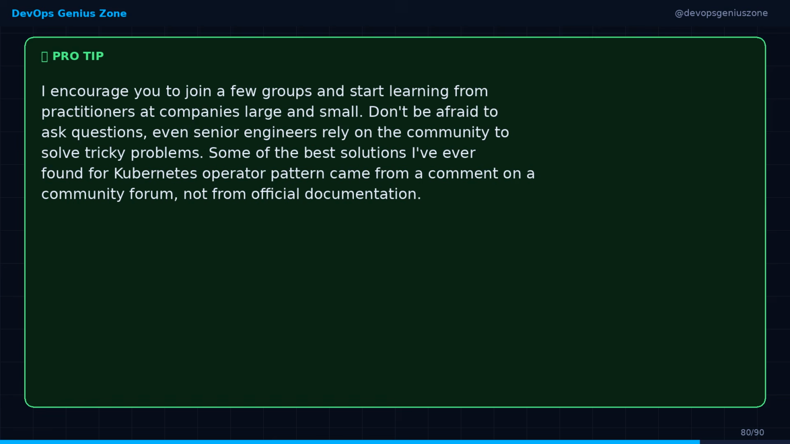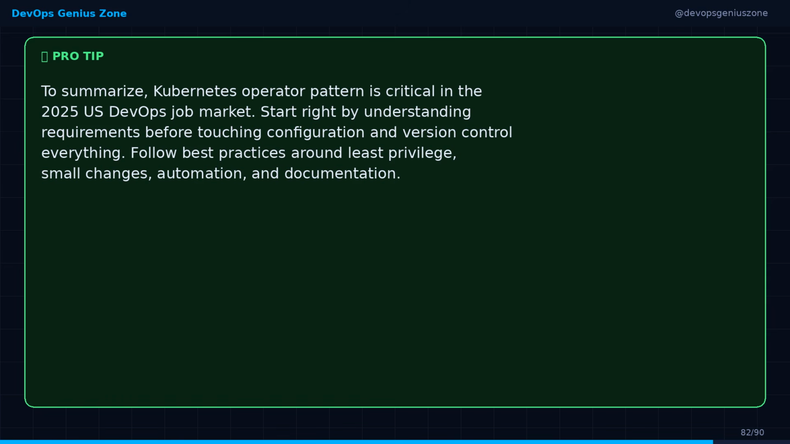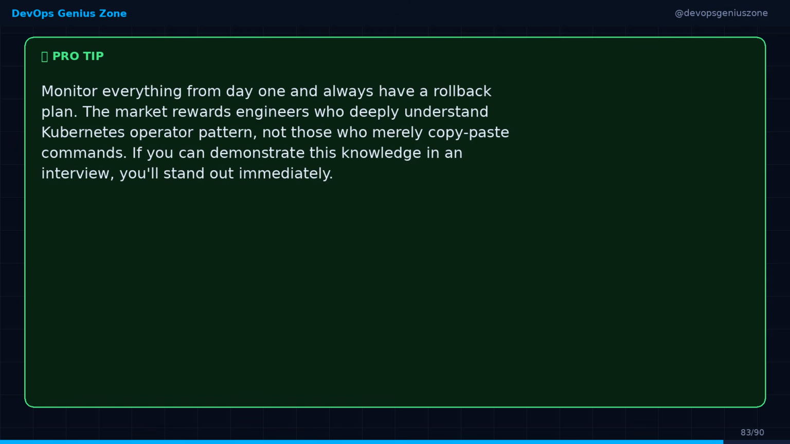The community around Kubernetes Operator Pattern is one of the most active in tech. There are dedicated Slack workspaces, Discord servers, local meetups, and global conferences like KubeCon, reInvent, and HashiConf. The DevOps community in the US is incredibly welcoming and always willing to help newcomers. I encourage you to join a few groups and start learning from practitioners at companies large and small. Don't be afraid to ask questions, even senior engineers rely on the community to solve tricky problems. Some of the best solutions I've ever found for Kubernetes Operator Pattern came from a comment on a community forum, not from official documentation.